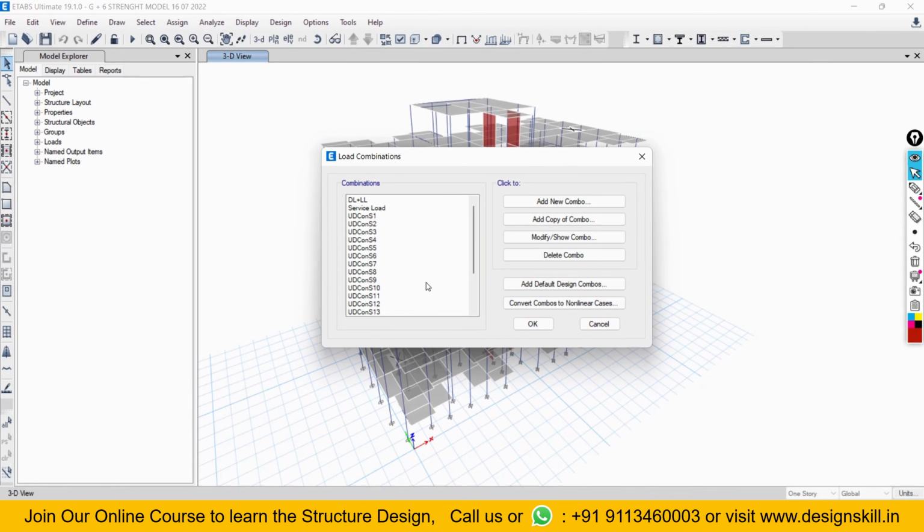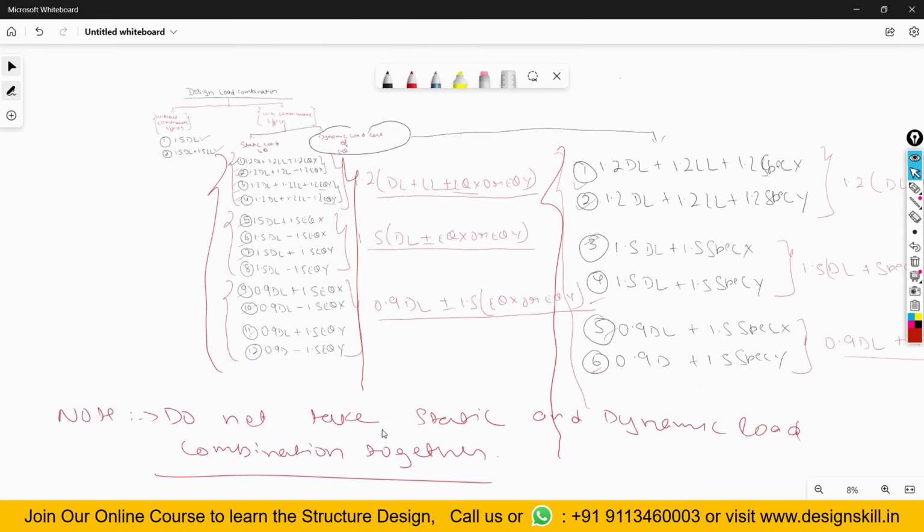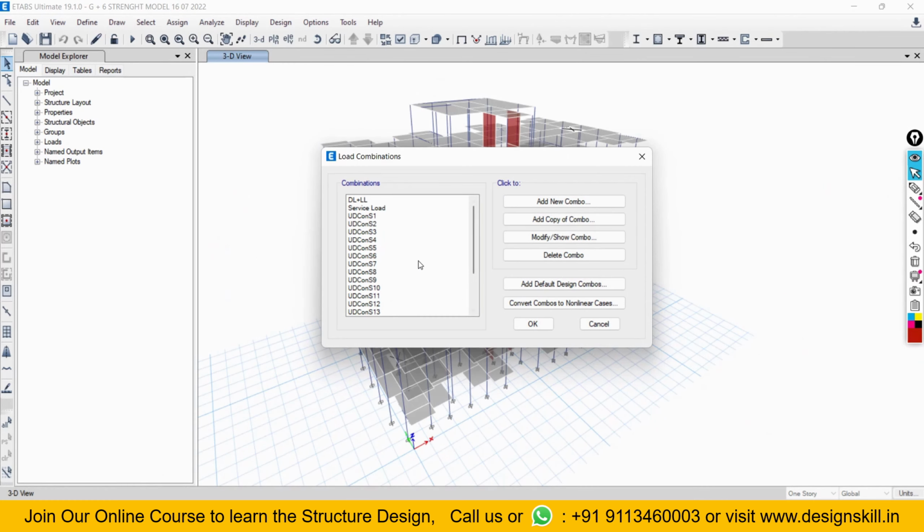In the note I told you that you need not consider the static load combination and the dynamic load combination together. That's the reason we are going to delete the static load combinations from our design. If you're designing the structure through the static one, then you have to remove the dynamic one, and if you design the structure through the dynamic load combination, then you have to delete the static one. So here I am going to delete the static load combinations.